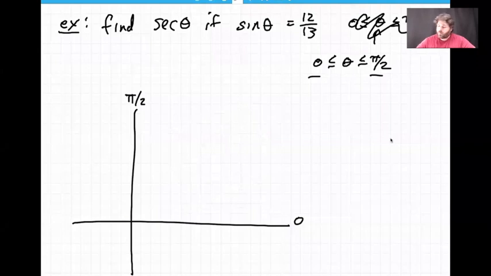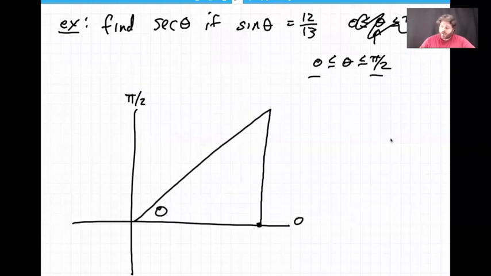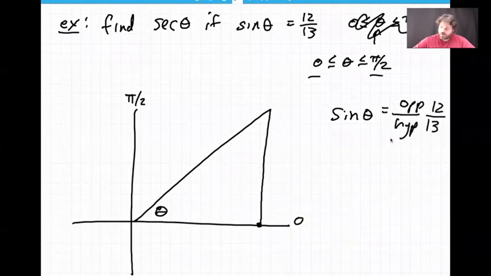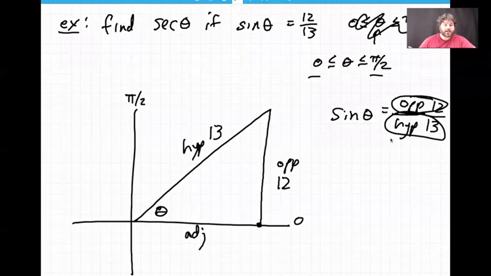Okay, so what we do is we draw our triangle. Remember, we always come down to the x-axis from where we go out. And here's our angle theta. It's always the one tucked into the origin. So remember, sine of the angle is the opposite over the hypotenuse. And we were just told that the sine is 12 over 13. Well, then I can label those. Here's my opposite, here's my hypotenuse, here's my adjacent. And then they tell me that opposite is 12, hypotenuse is 13. So we know the lengths of those two sides. But what I need to do is always find the third side.